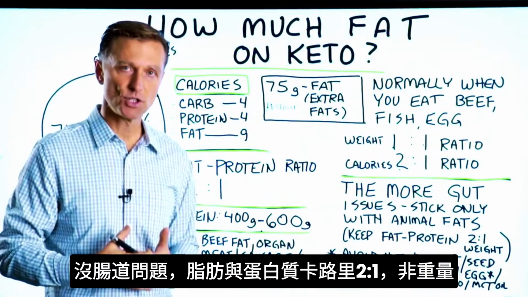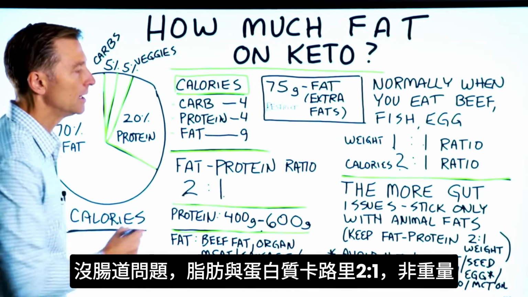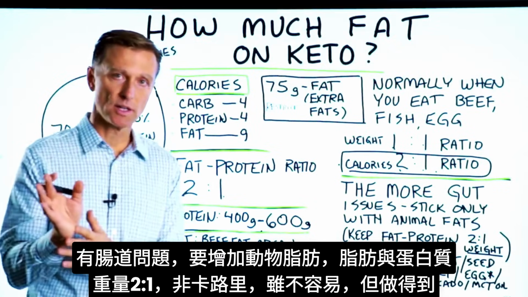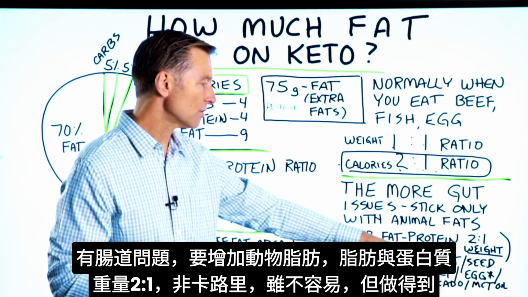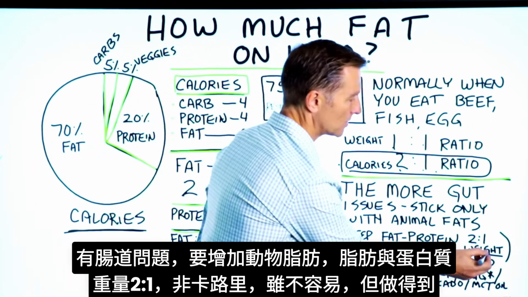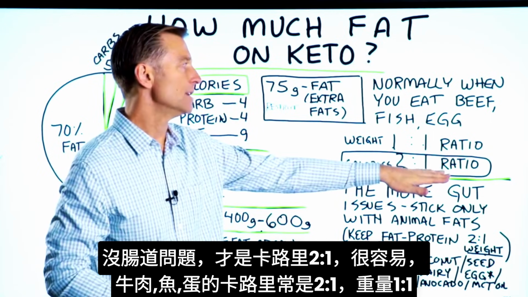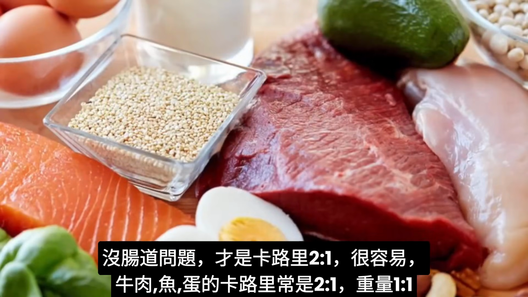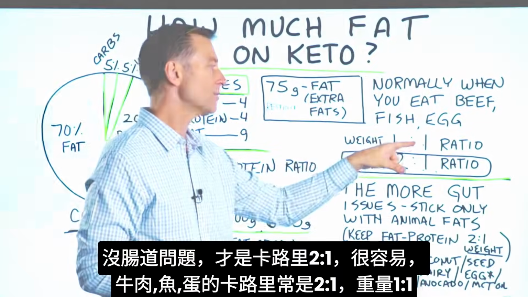If you don't have a gut issue, I still recommend you do your fats to protein 2 to 1, but in calories, okay? It's not easy, but you can do it. But to be successful, if you have gut issues, you want to increase more animal fat so you get this ratio 2 to 1 in weight or grams, okay? Not the calories. The calorie 2 to 1 ratio is if you don't have gut issues. And that's actually pretty easy because normally the beef, fish, and egg come at this ratio right here with a 2 to 1 ratio in calories and a 1 to 1 ratio in weight.